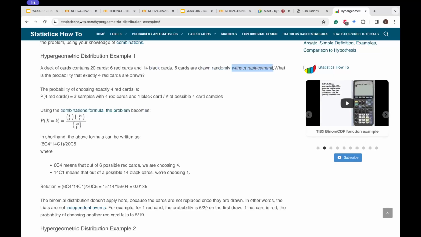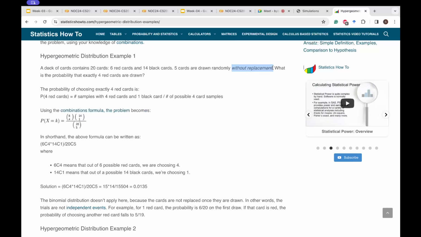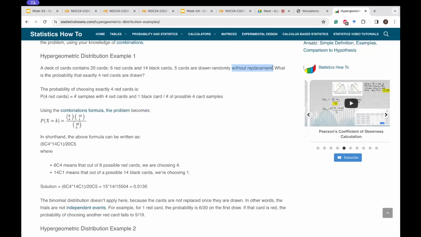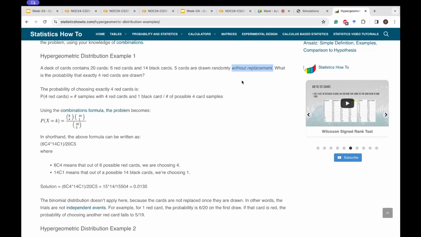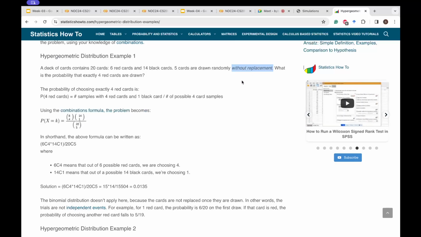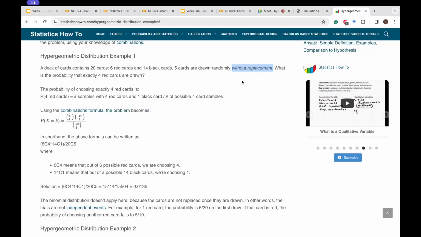In the case of binomial distribution, we had a fixed number of trials, and we were trying to get a certain number of successes, the probability of getting a certain number of successes. Here we are not replacing, whereas there the replacement was happening. Again, let me not confuse you with all these terms.